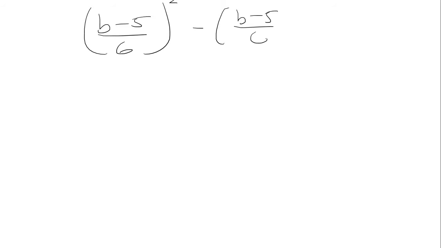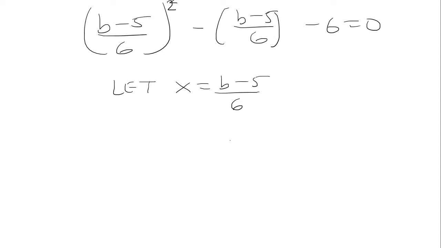I want to solve the equation (b minus 5 over 6) quantity squared minus (b minus 5 over 6) minus 6 is equal to 0. So what I'm going to do here is let x equal b minus 5 over 6. So then (b minus 5 over 6) squared would just be x squared. b minus 5 over 6 is x. Minus 6 is 0.